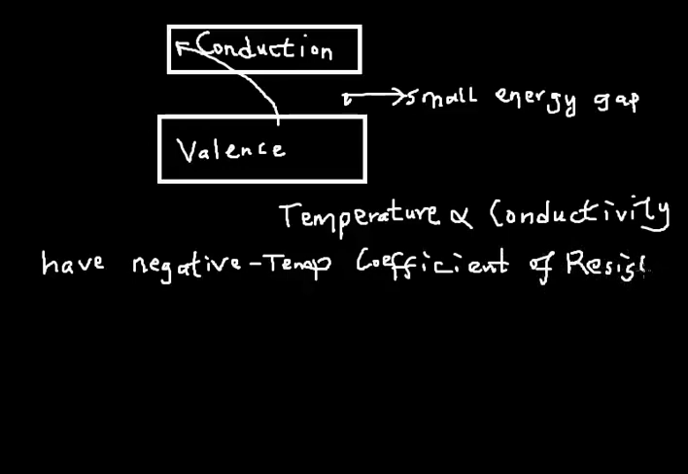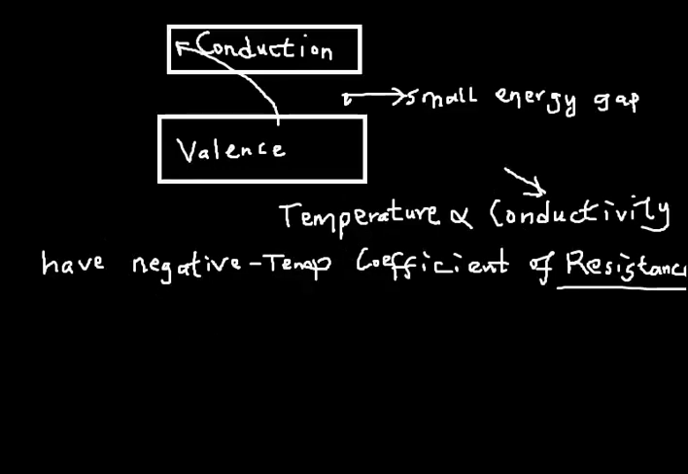Remember, conductivity is the reciprocal of resistivity, or conductance is the reciprocal of resistance. They are opposite each other. So if temperature is proportional to conductivity, we can also conclude that temperature is inversely proportional to resistivity. As the temperature of semiconductors increases, their conductivity increases, which reduces their resistance. So we say that at higher temperature, semiconductors have very low resistance but high conductivity.